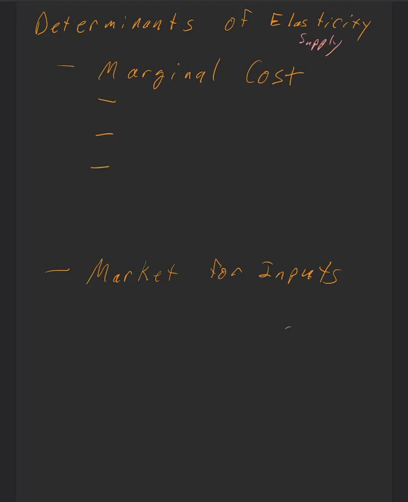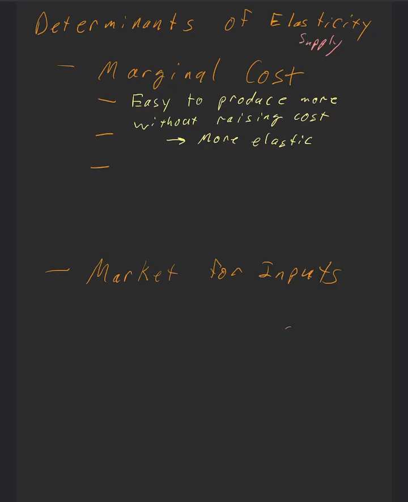Okay, so if it's easy to produce more without raising cost, you're going to end up in a situation where you're more elastic, more sensitive to price. Right? So if it's difficult to produce more without raising cost, you'll be more inelastic, less elastic.